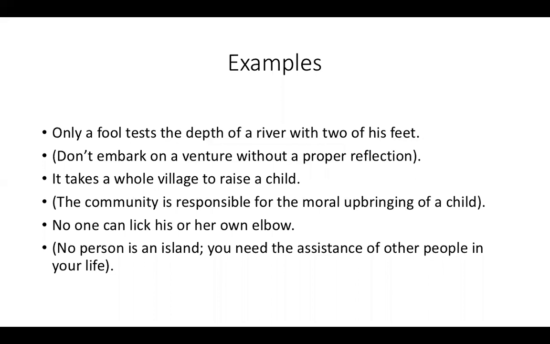It takes a whole village to raise a child, which is true. The advice is that the community is responsible for the moral upbringing of a child. Whether it is in the village or in the town or in the urban setting or wherever it is, or even in a company or an organization or in a school, the communities in all those places are responsible for training a child. So it's not just in a village. So that's why it's a proverb.